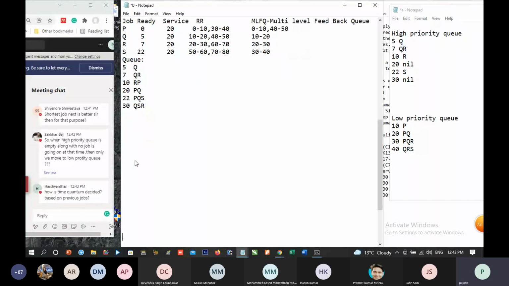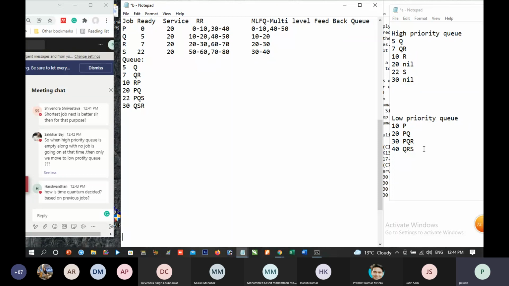Multi-level feedback queue is more than that. That is something else, very big. Harshvardhan, it was a very good question. How should the time quantum be decided? The time quantum will also be varying. In the high priority queue, the time quantum will be less, and in the low priority queue, the time quantum will be more. Yes, that will also be the case.